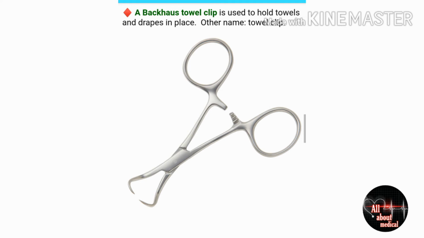So now let's come to our next instrument. This instrument is a very important instrument. This instrument is not used in a particular surgery. This instrument is used in every surgery. It is a towel clip. It is used to hold towel and drape in place. Its other name is towel clip, and as you can see, its name is Backhaus towel clip. So it's a very important instrument.